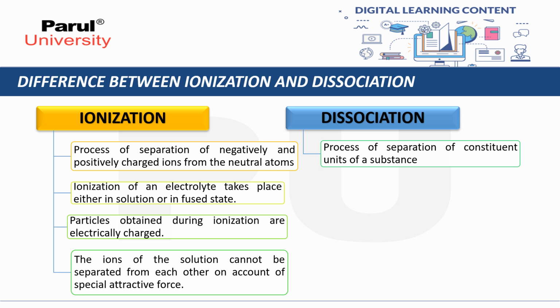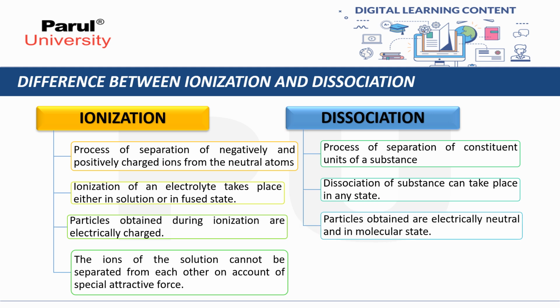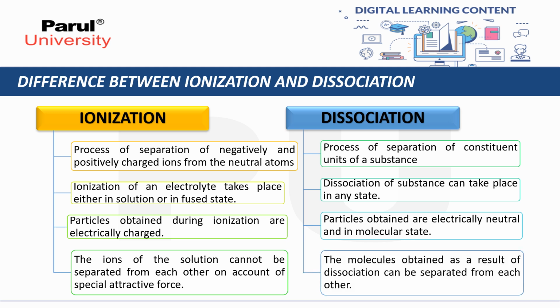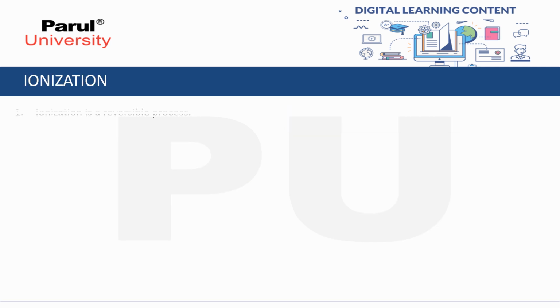Whereas, dissociation is a process of separation of constituent units of a substance. The dissociation of a substance takes place in any state and the particles obtained are electrically neutral and in a molecular, stable state. Hence, the molecules obtained as a result of dissociation can be separated from each other.